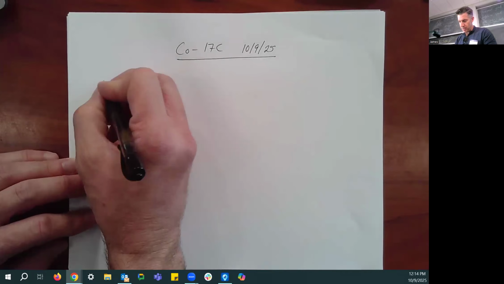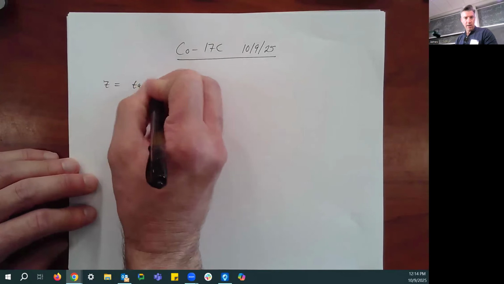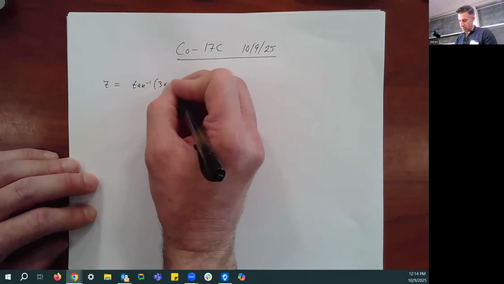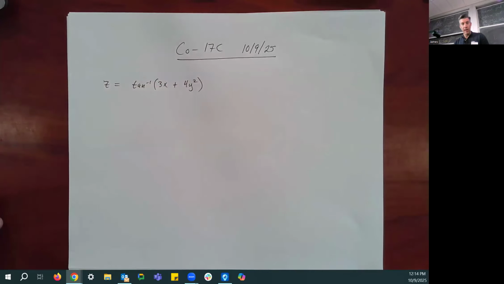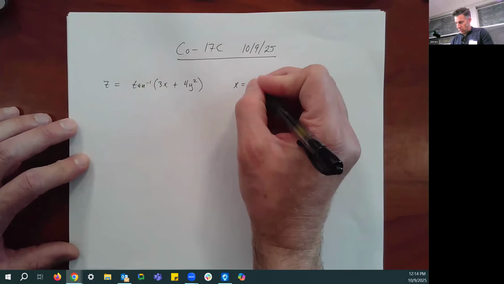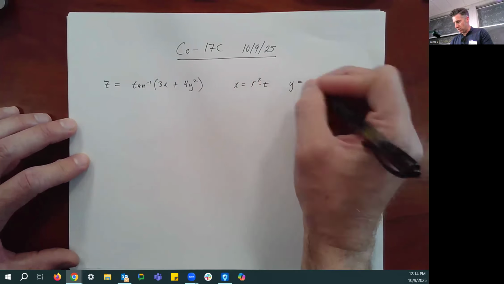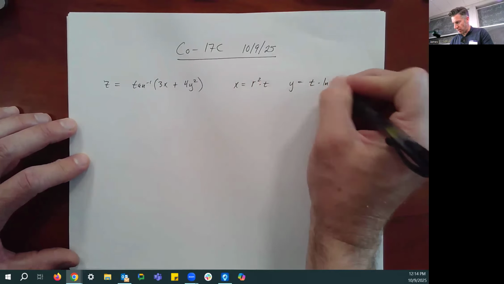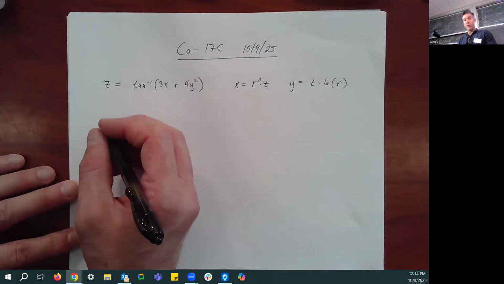All right, let's look at some chain rule stuff. So let's say we have z equal to the inverse tangent of 3x plus 4y squared. And we are also given that x is equal to r squared times t, and y is equal to t times the natural log of r. So we want to find both partial derivatives.